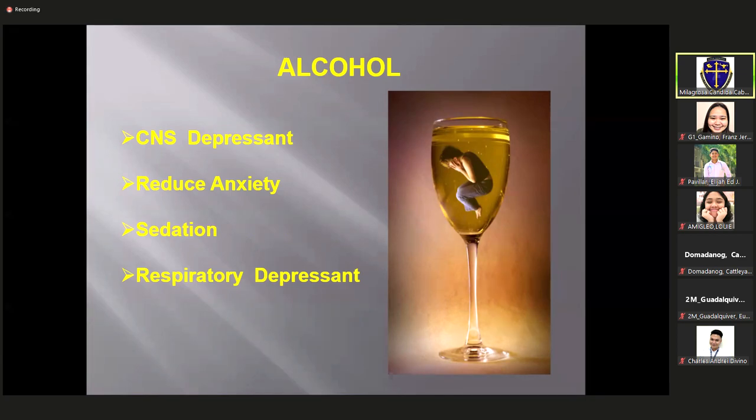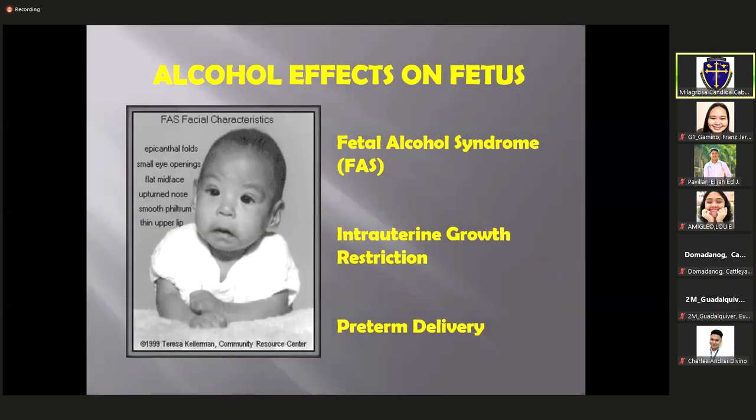And of course, mind you guys, dalawang system po ang nade-depress po when you take in alcohol: your CNS and your respiratory system. So, depressed po sila lahat. So, if you are pregnant with two systems depressed, so what will happen to your baby? That is why alcohol is considered as a teratogen. Right? Sige. What will be the alcohol effects on the fetus?